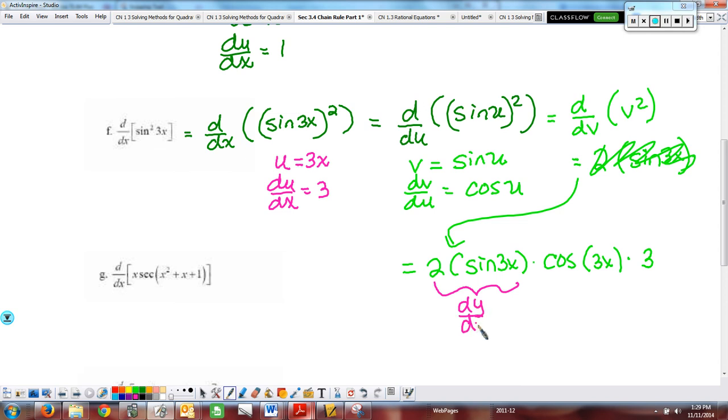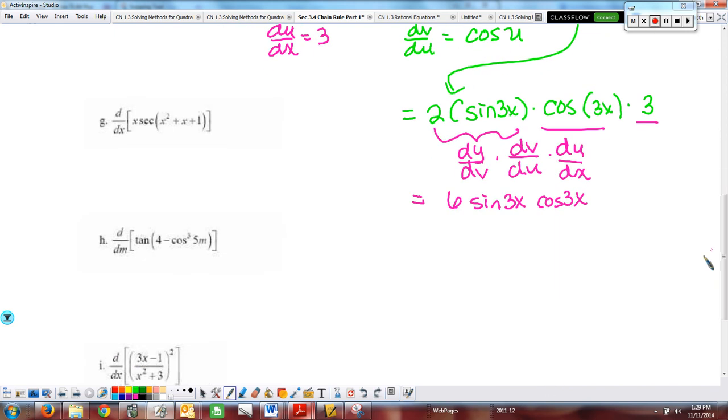So notice that if I put underneath it using Leibniz notation, this part here was my dy/dv. This was my dv/du, and then this one was my du/dx here. So those are my 3 parts that I'm essentially looking at. I had 3 functions, 3 links in the chain, and at the end, remember, you just have to put back all your variables with x. So our final answer is going to be 6 sine of 3x cosine of 3x, and then we're done with that problem.